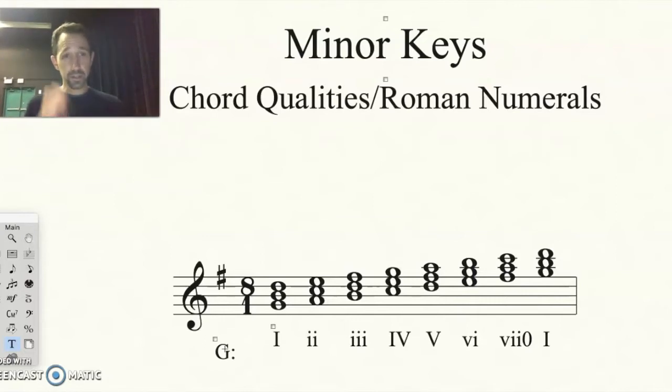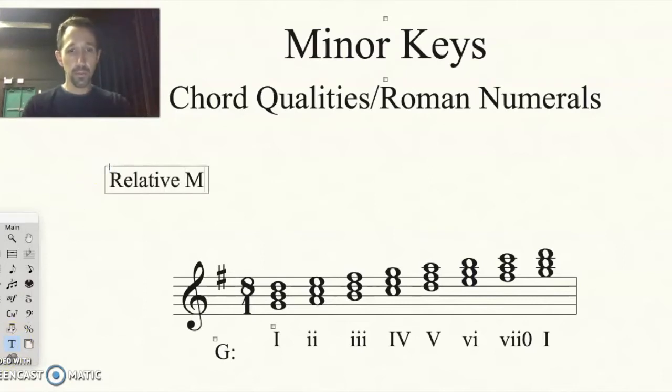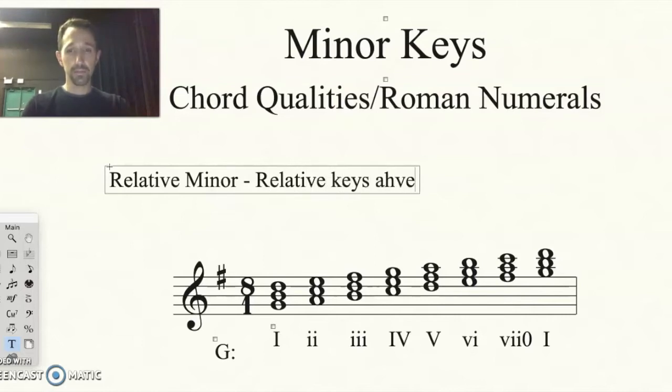So minor keys are really just using a different part of the scale as the home base, if you will, as the tonic note or the tonic chord. In order to find the minor key from any major key, we are just going to go down a minor third to find the tonic note of the minor key. This is called the relative minor. Relative keys have the same key signature.